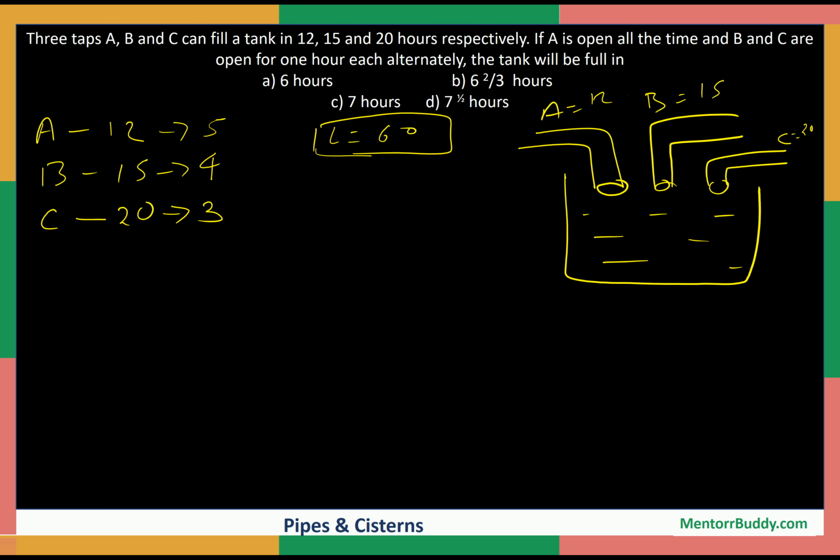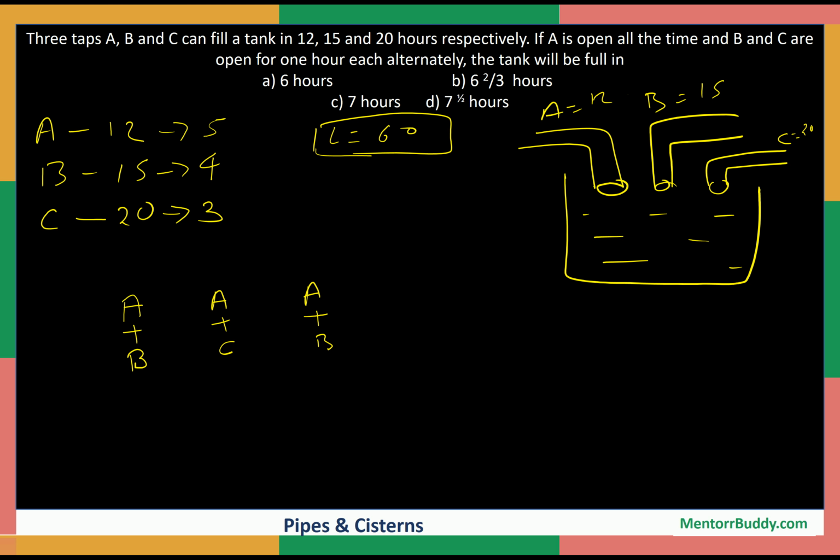A is open all the time, B and C are open alternately. It means for the first hour A is open with B. So in the first hour A and B will work together, right? And in the second hour A and C will work together. Then in the third hour again A and B will work together, because A is open all the time and B and C are working alternately.